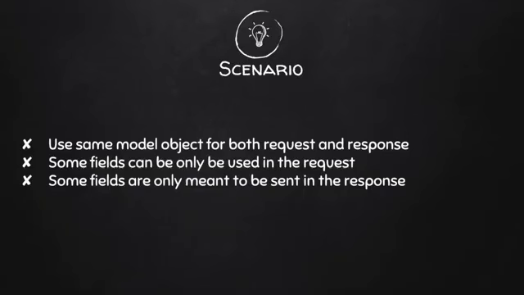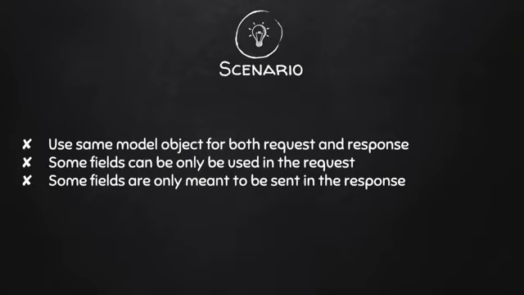Here is our next scenario. Use the same model object for both request and response. That is, use the same student object for request as well as for response. Some fields can be only used in the request. Some fields are only meant to be sent in the response, which means our student object can contain like 10 fields and let us say only 7 fields can be used in the request and 3 fields are meant to be sent back when a response goes out from our API.